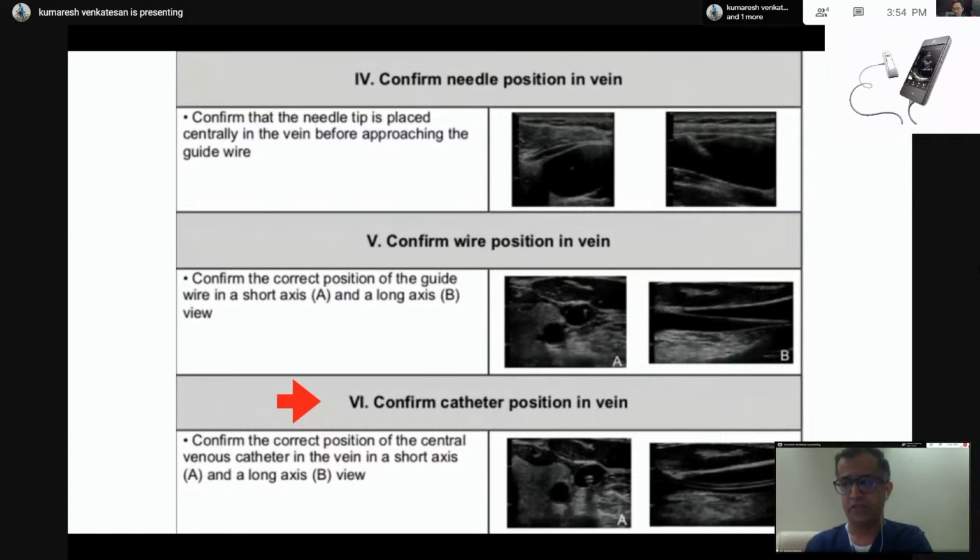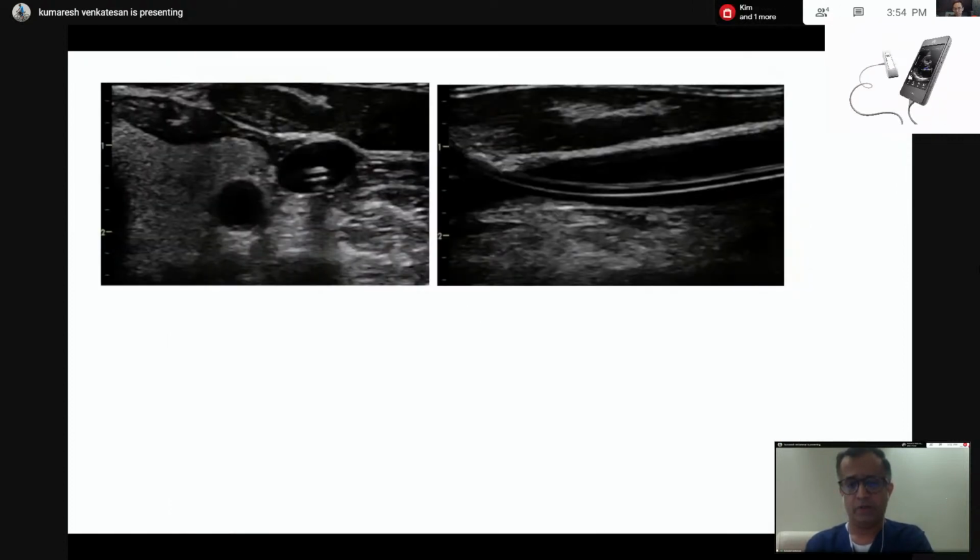Confirm the catheter position in the vein. Again, use a short axis or long axis view.